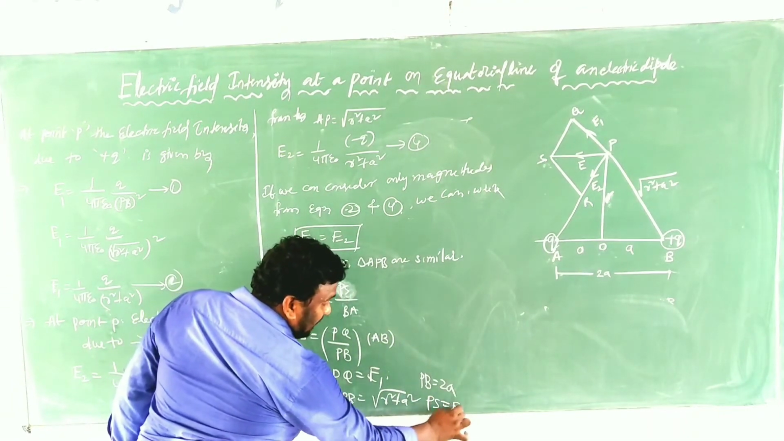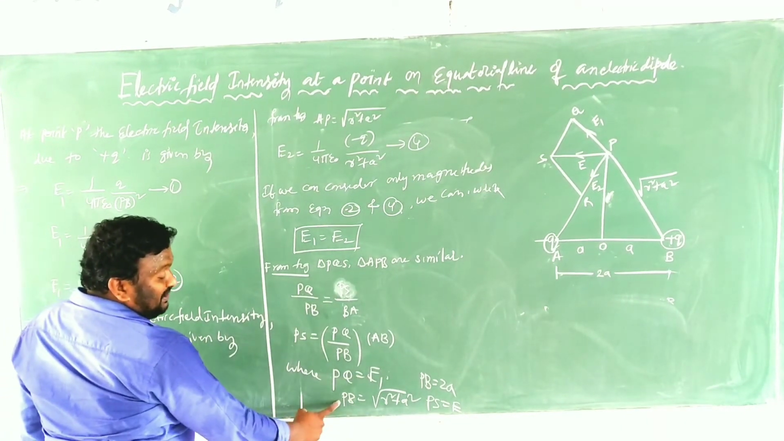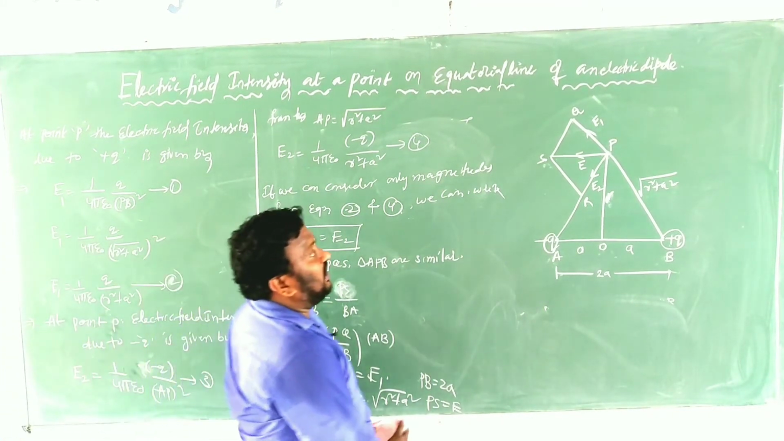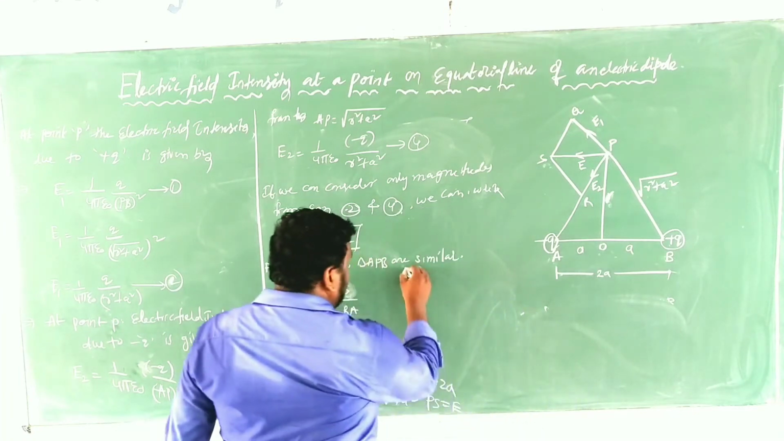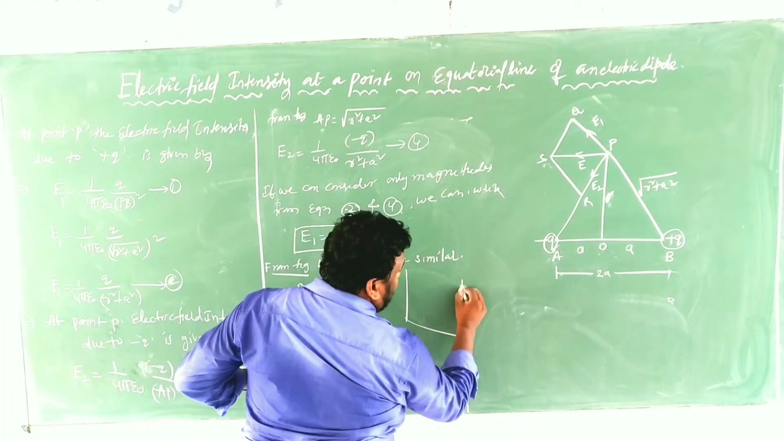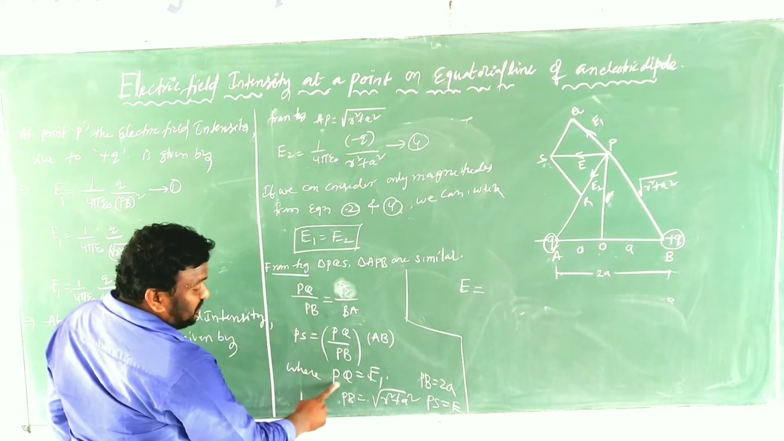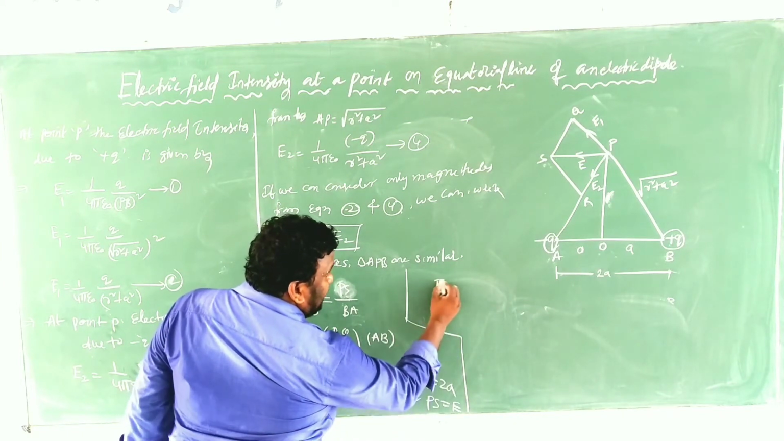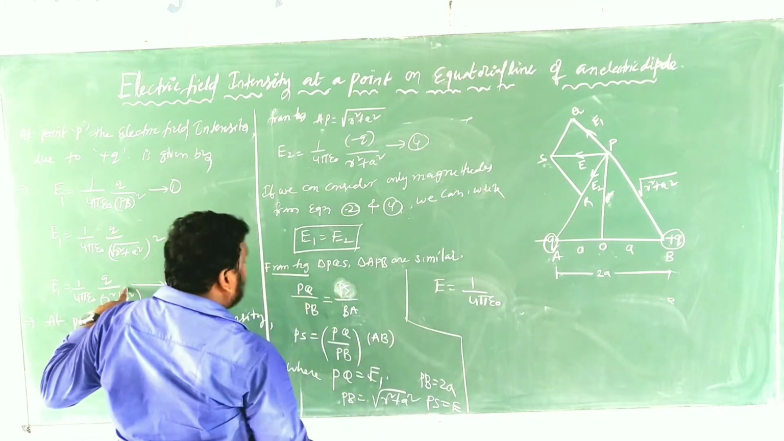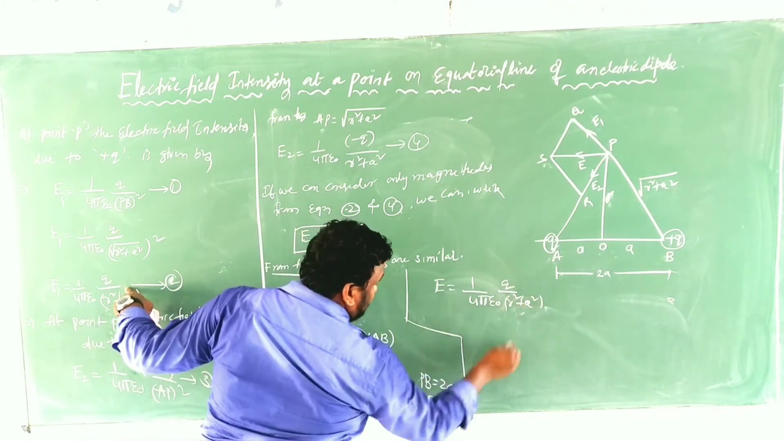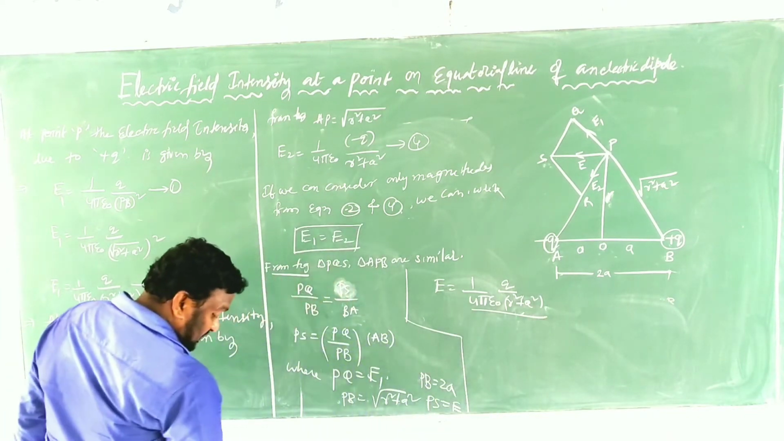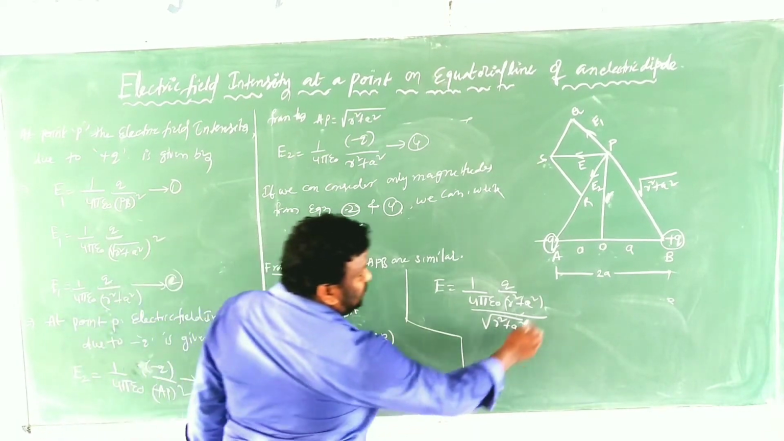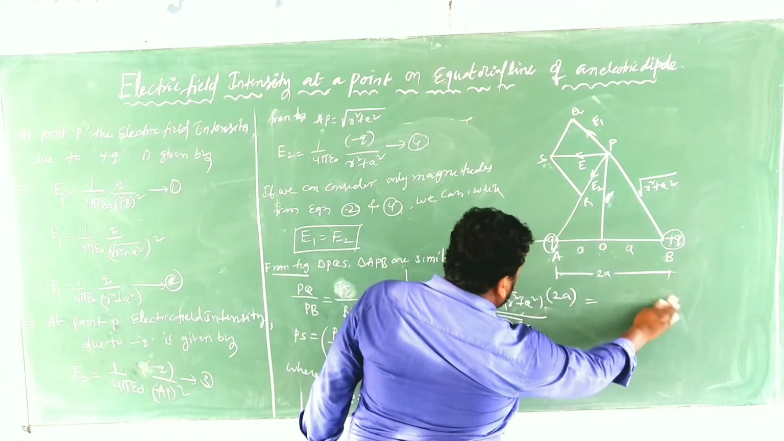So now we substitute all these values. PQ is E1, PB is under root of R square plus A square, AB is 2A, and PS is E. Then E is equal to PQ, which is E1, that is 1 by 4 pi epsilon naught Q by R square plus A square, divided by PB, which is under root of R square plus A square, into AB, which is 2A.